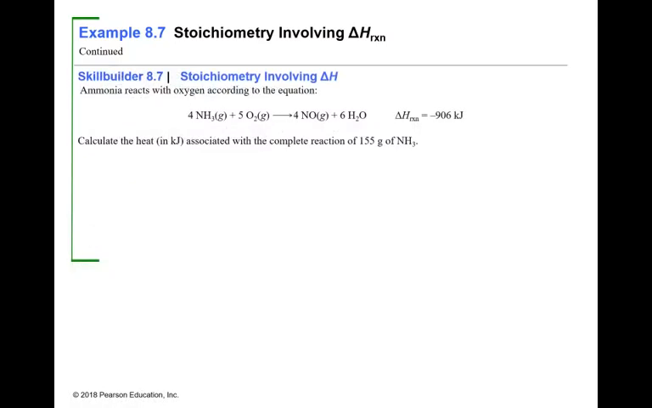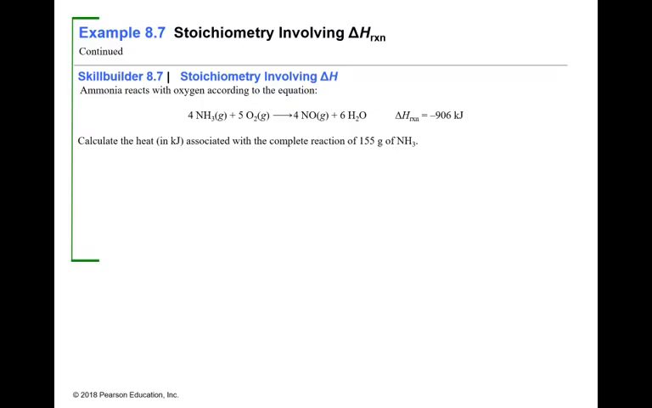Let's look at another energy stoichiometry example. The reaction is 4NH3 plus 5O2 produce 4NO plus 6H2O. Delta H rxn equals negative 906 kilojoules. Now the problem: what is the heat released when 155 g of NH3 reacts completely?